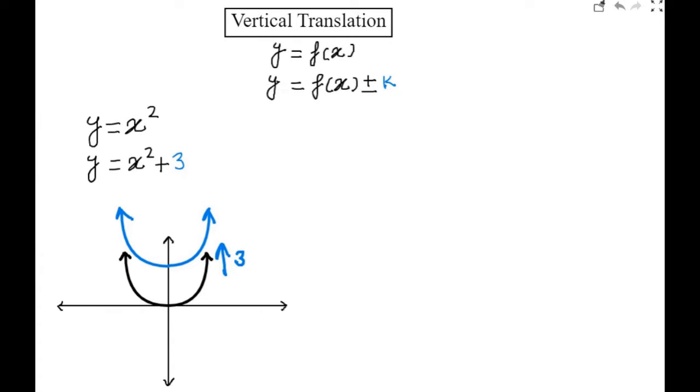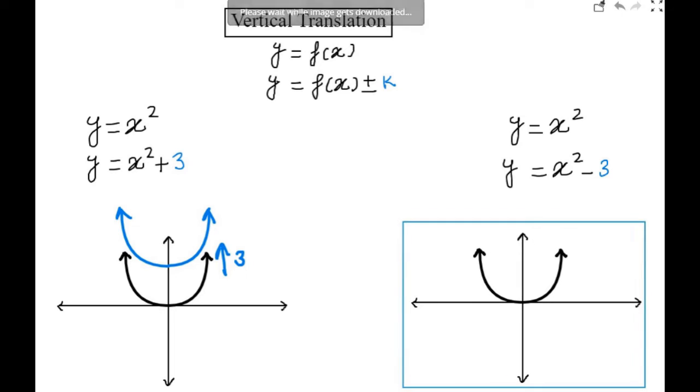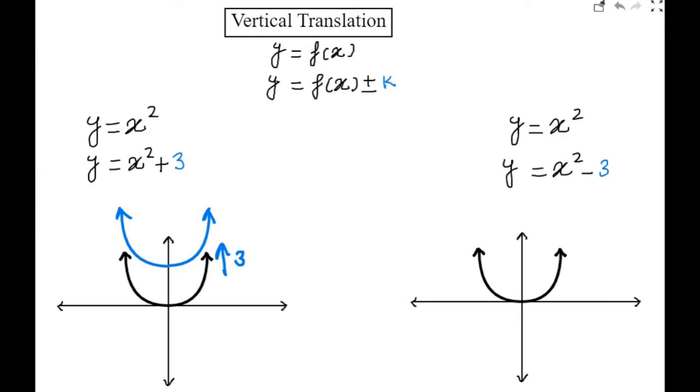Similarly, let's say I have the same function again, and I subtract something from its output value. Let's say it's x squared minus 3. This time, if I subtract it here, my graph will get shifted towards the downward direction by the same amount. So this is the graph of my original function, and just because I subtracted from its output value, it gets shifted downward like this.